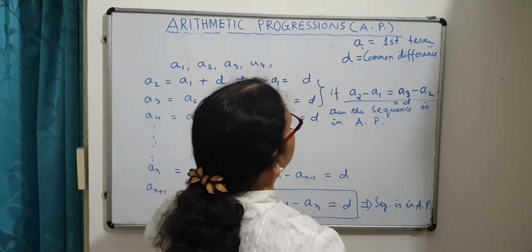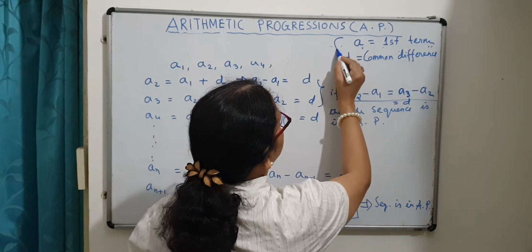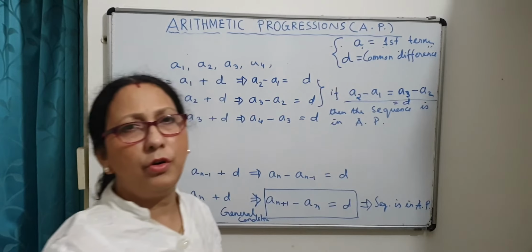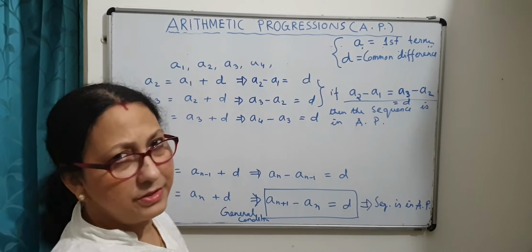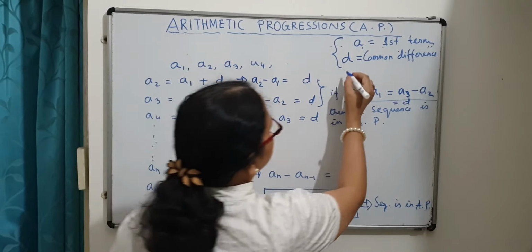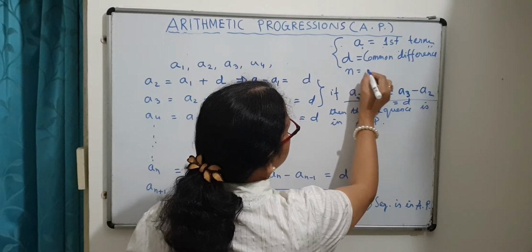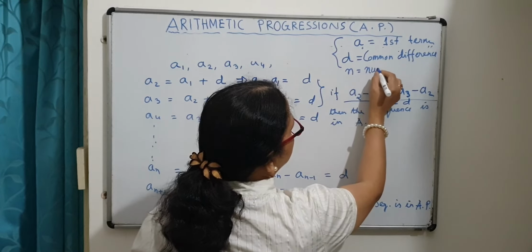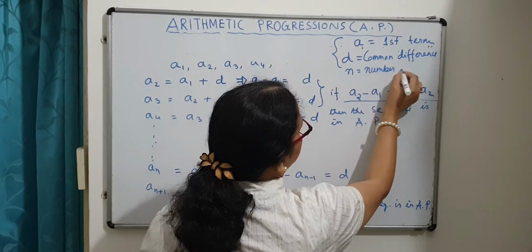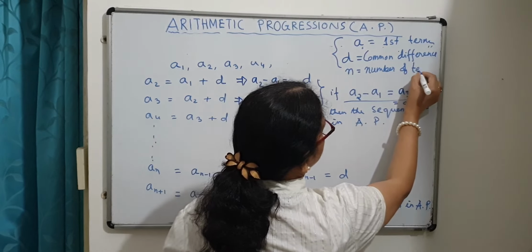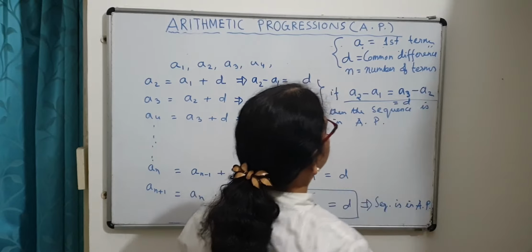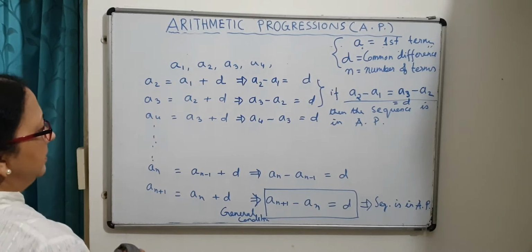So if I know these two things, A and D, I know all the terms of the sequence. And there is another parameter we should know, N, which means the number of terms.